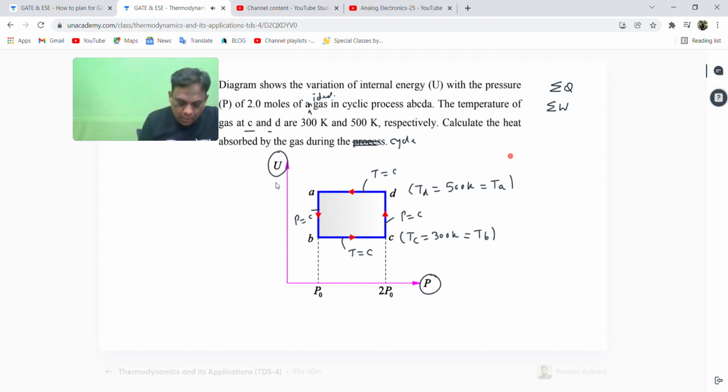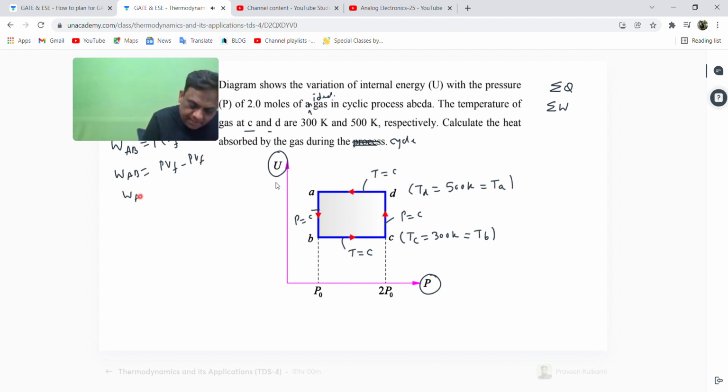So let us calculate work in AB, my dear students. We'll complete this quickly. How do I calculate? What is AB process? AB is constant pressure. Correct? A to B is constant pressure. So work is pressure into final minus initial, correct? So work in AB is equal to PV final minus PV initial.